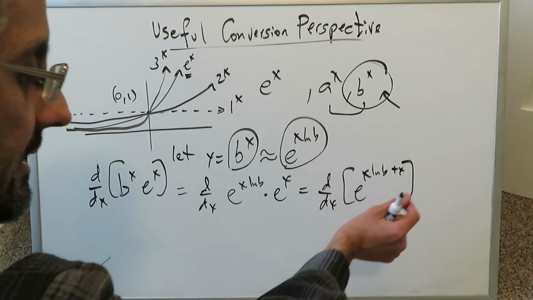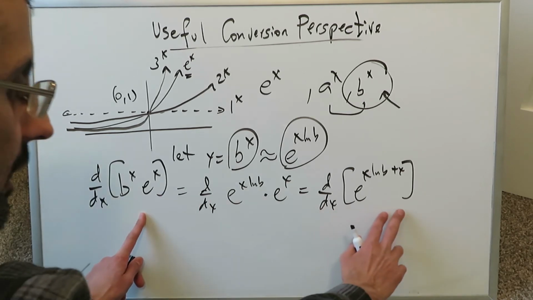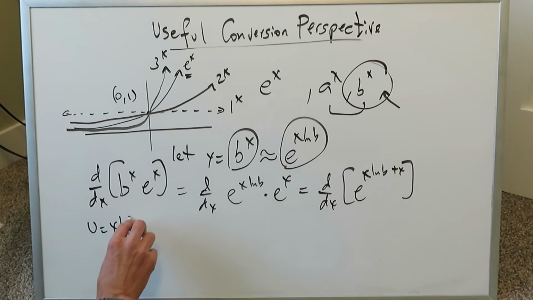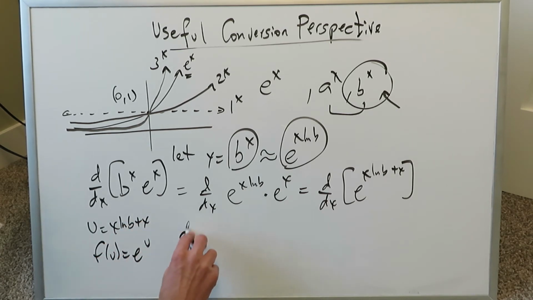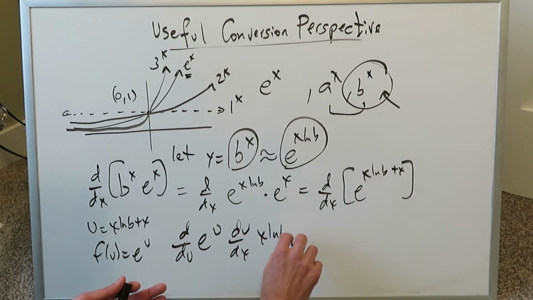And you can even isolate an x, but now you see what would have originally required a product rule can now be handled using the chain rule. If u is equal to x ln b plus x, then the function with regards to u is equal to e to the u, and you can just use the chain rule, d/du of e to the u, and then du/dx. You have everything here, x ln b plus x.